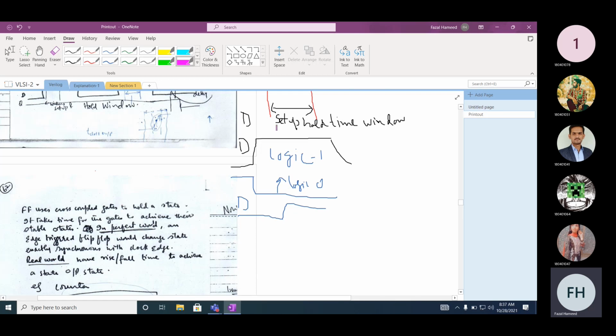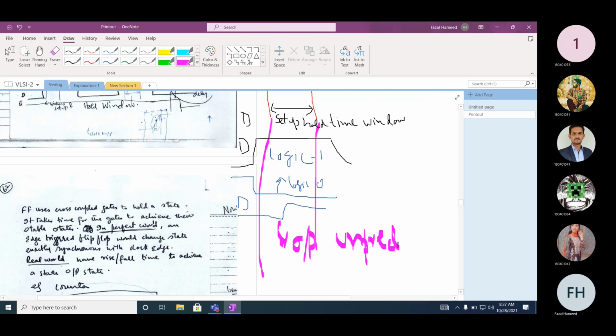Now if you look here, is D stable or changing? Changing. So in this case, the output is unpredictable. It can either be a logical 1 or a logical 0, but you cannot predict it, because you have violated the setup and hold time constraints.